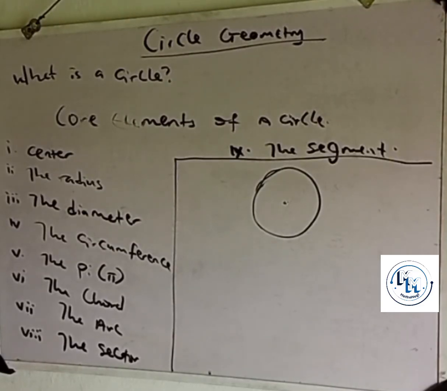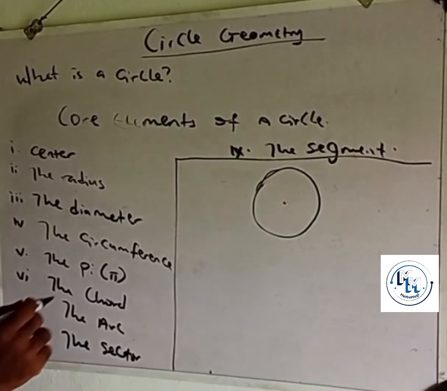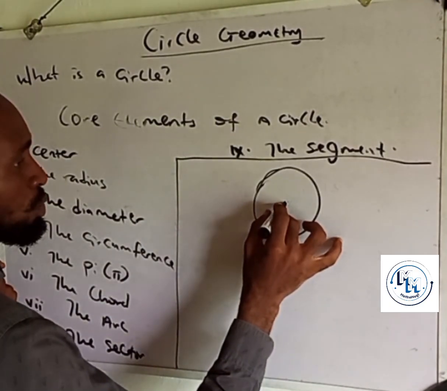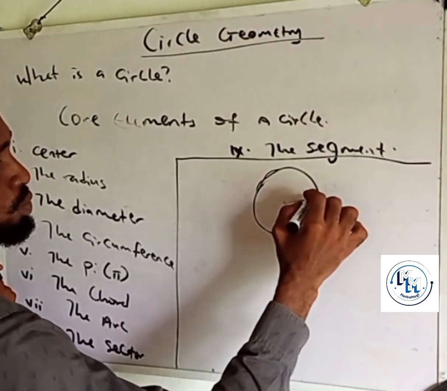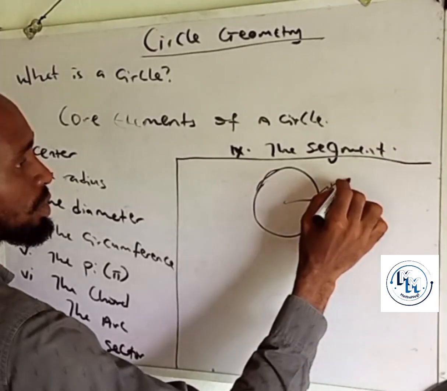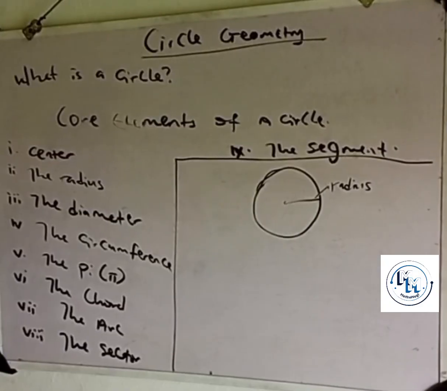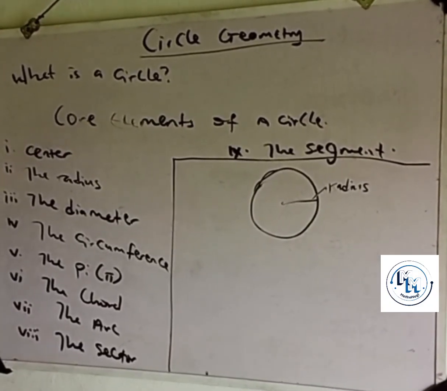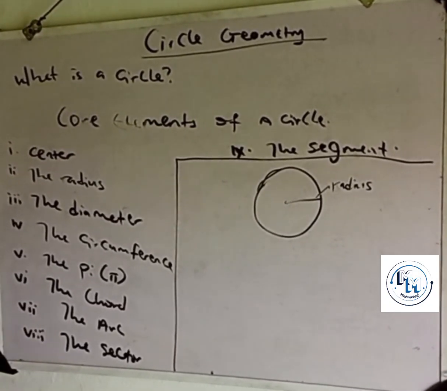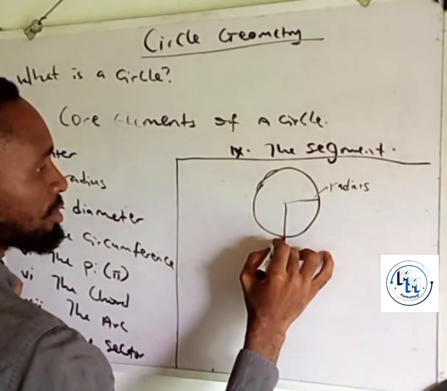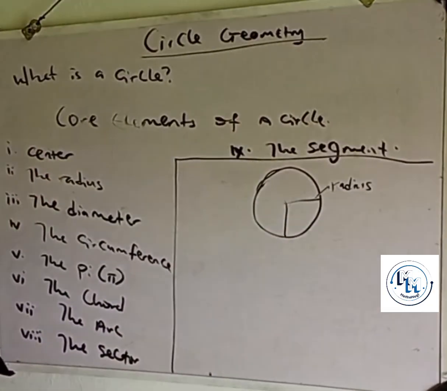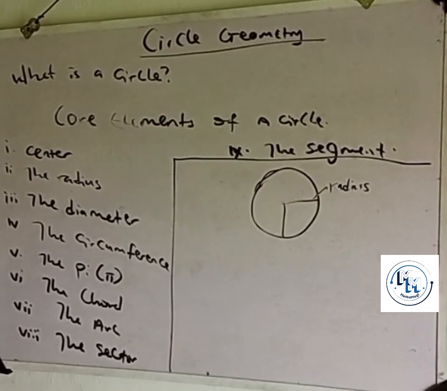Next thing we have in a circle is called the radius. You can just write this down: the radius is the distance between the center of the circle and the circumference. The distance from the center of the circle to the circumference of the circle is called a radius. When the radius is 2, we can call it radii. Is that okay? The plural of radius is radii.